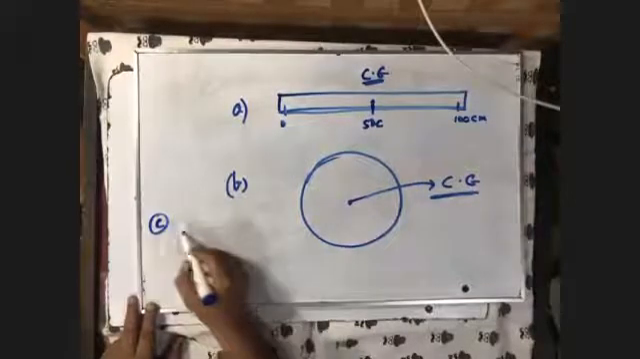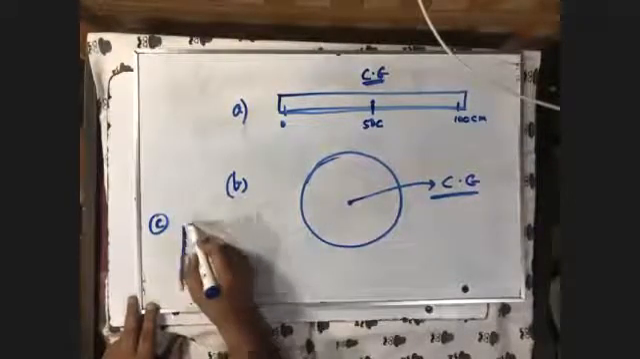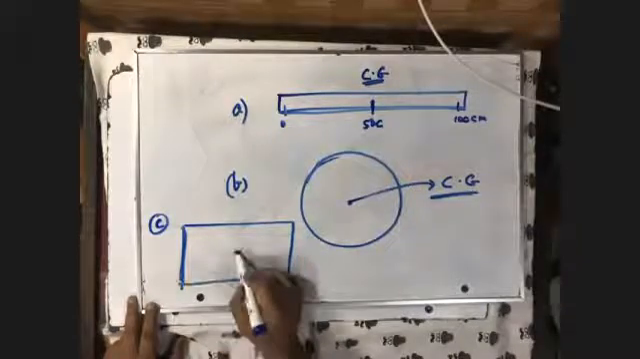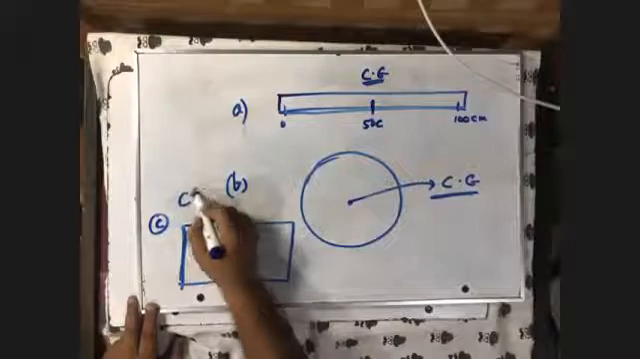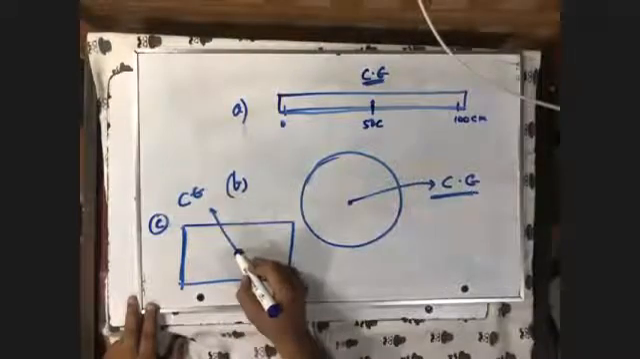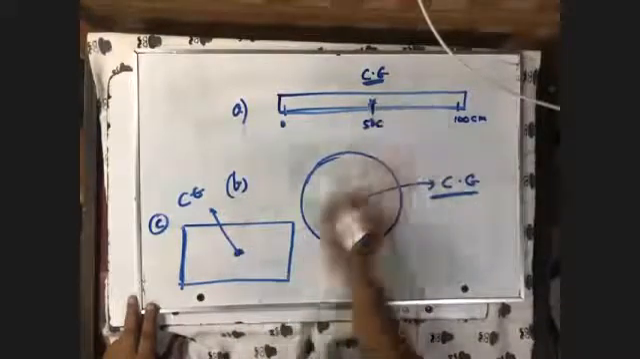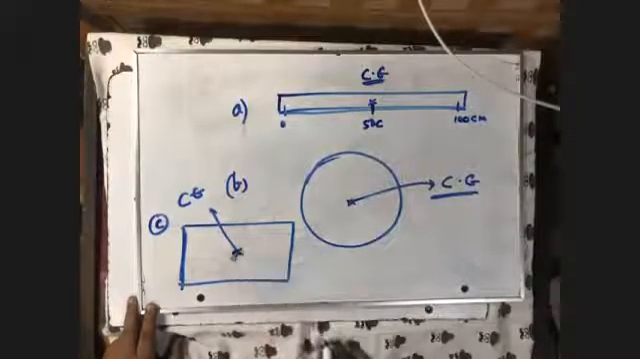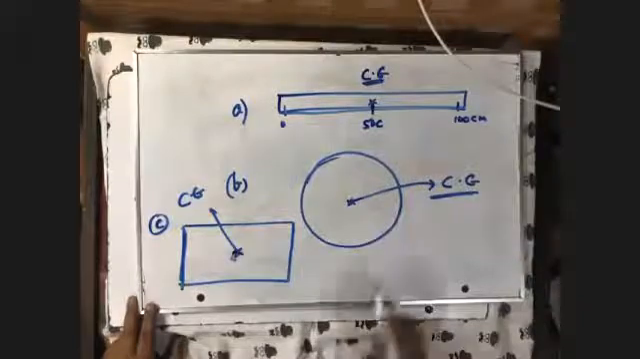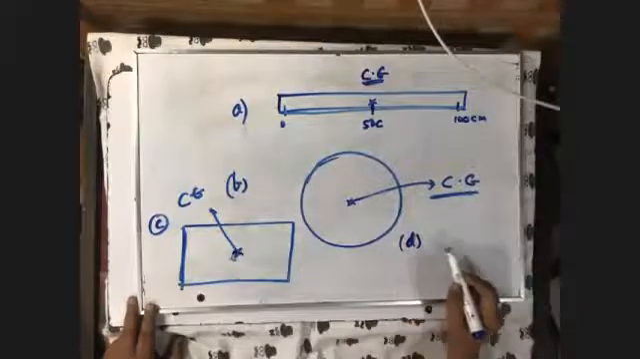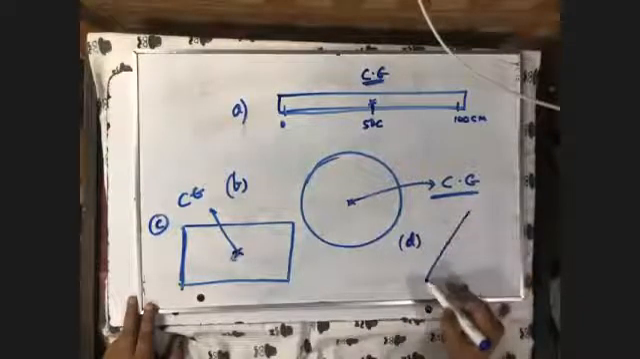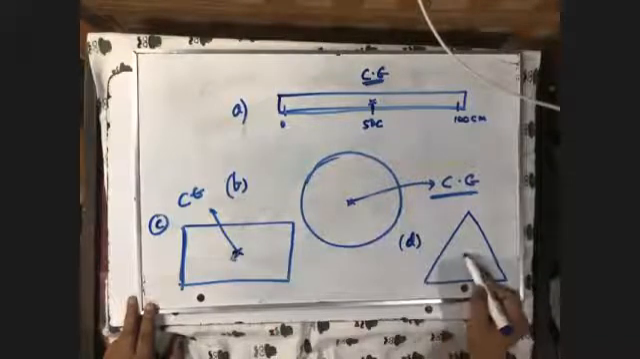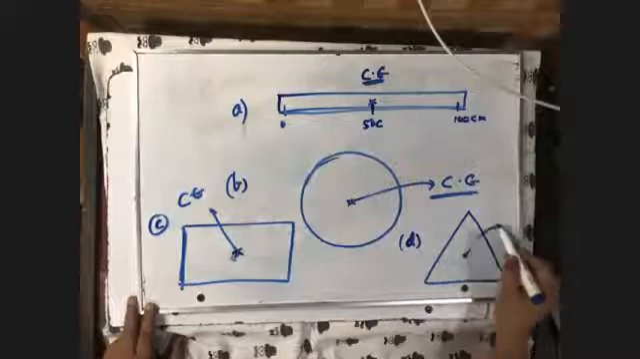C, rectangle. Diagonals: this point, this point, this point, this point. CG. Part D, equilateral triangle. From here, this is your CG.